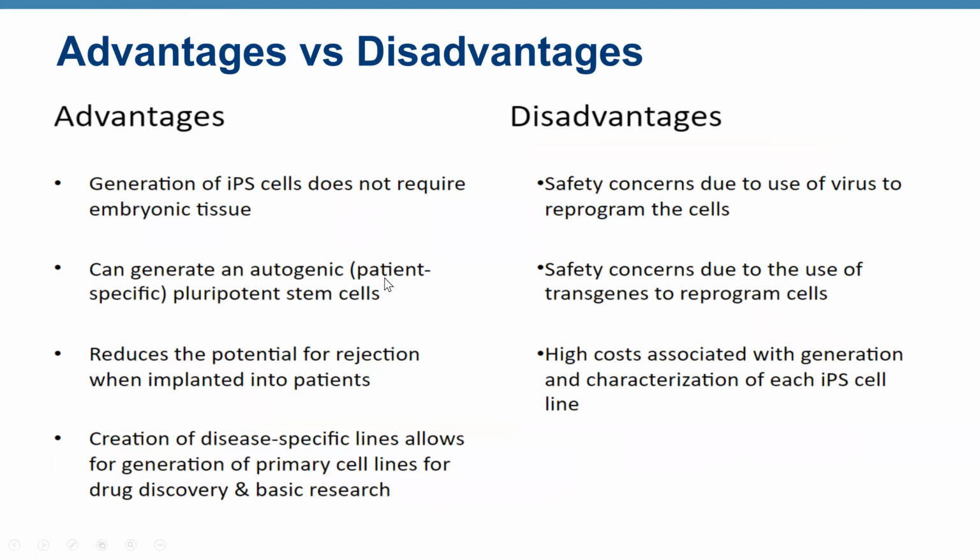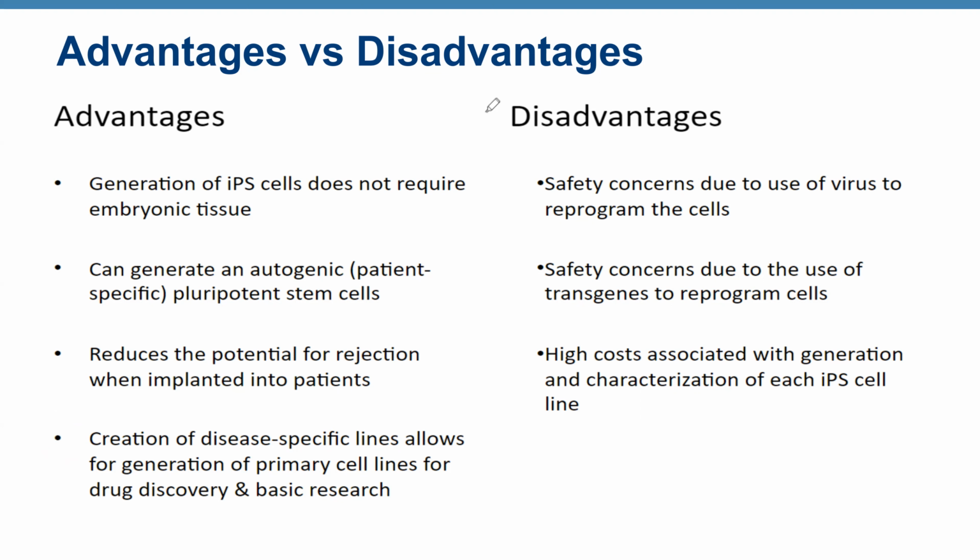So here's where our advantages and disadvantages come from. Advantages: generation of iPS cells does not require embryonic tissue. So good. They can generate autogenic, patient-specific pluripotent stem cells. Autogenic means your immune system is not going to reject it. It reduces the potential for rejection when implanted into patients, and creation of disease-specific lines allows for generation of primary cell lines for drug discovery and basic research. So we can make those cells and test drugs and do other research using those cells.